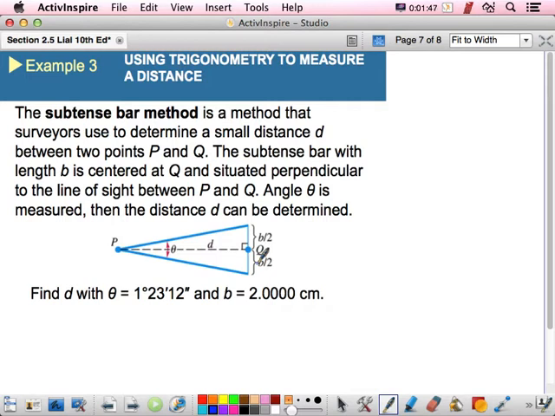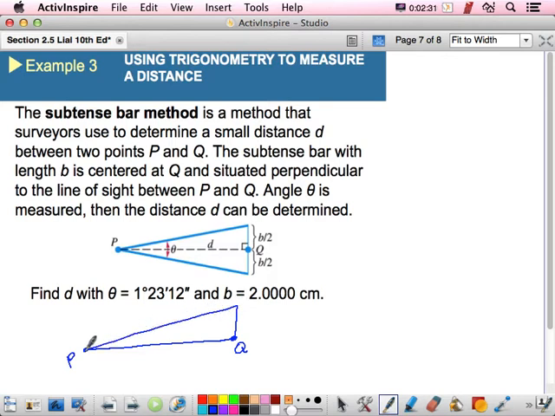They said in this triangle, theta is 1 degree, 23 minutes, and 12 seconds. Now that's the whole angle, so we have to be really careful with that. That's the whole angle. Y'all understand that? And then the whole subtense bar is 2.0000 centimeters. We want to use some trig to figure out how far it is from P to Q. So basically, I'm just going to take one of those triangles and redraw it down here. So this is P. This is still Q. And I'm only going to look at the upper triangle.